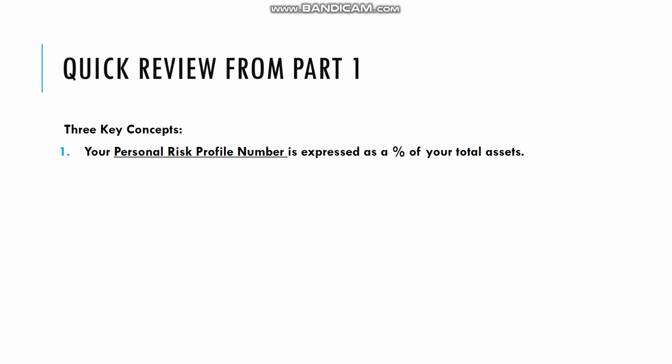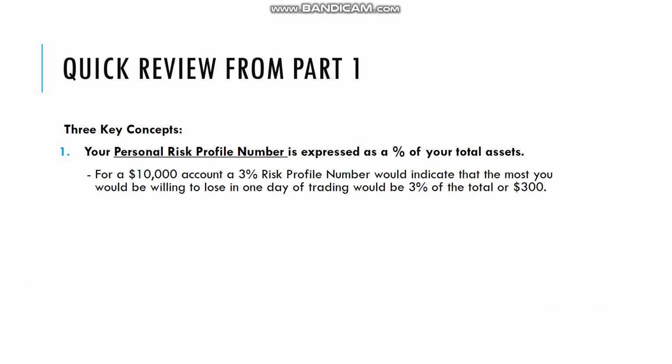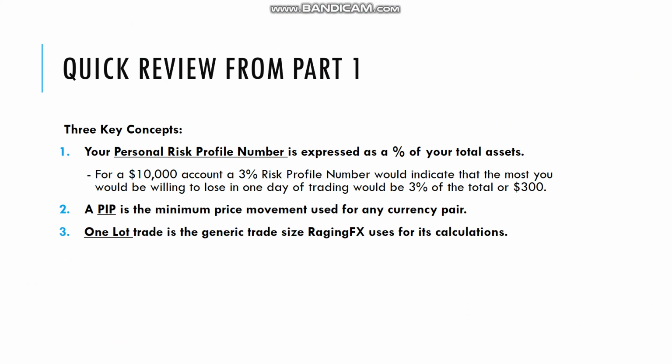So for example, for a $10,000 account, a 3% risk profile number would indicate that the most you would be willing to lose in one day of trading would be 3% of the total, or $300. We then introduced the terminology of a pip. A pip, if you recall, is the minimum price movement used for any currency. And finally, we addressed trade size, where a one-lot trade is the generic trade size RagingFX uses for its calculations. Now, let's combine these 3 key concepts to see how they can be related.